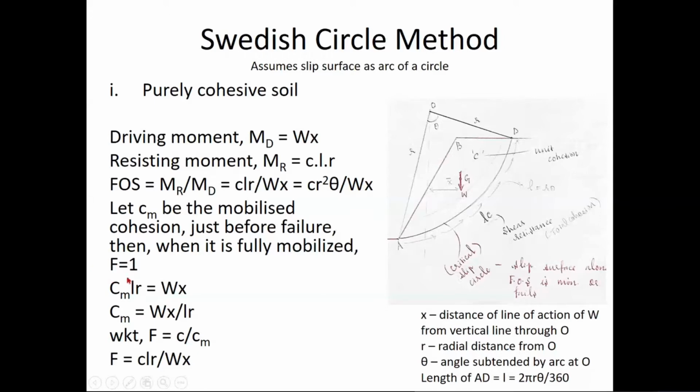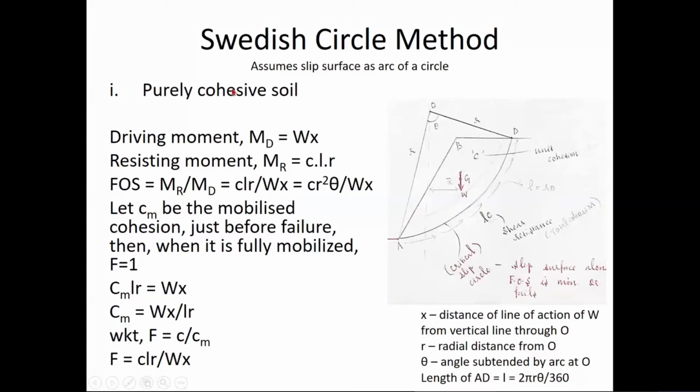So when your factor of safety is equal to 1, your C will be equal to Cm, and here the equation will be Cm into Lr equals Wx, and Cm will be equal to Wx by Lr. And we also know that factor of safety is equal to C by Cm. So basically, factor of safety is equal to CLr by Wx, and at equilibrium we know that C is equal to Cm.